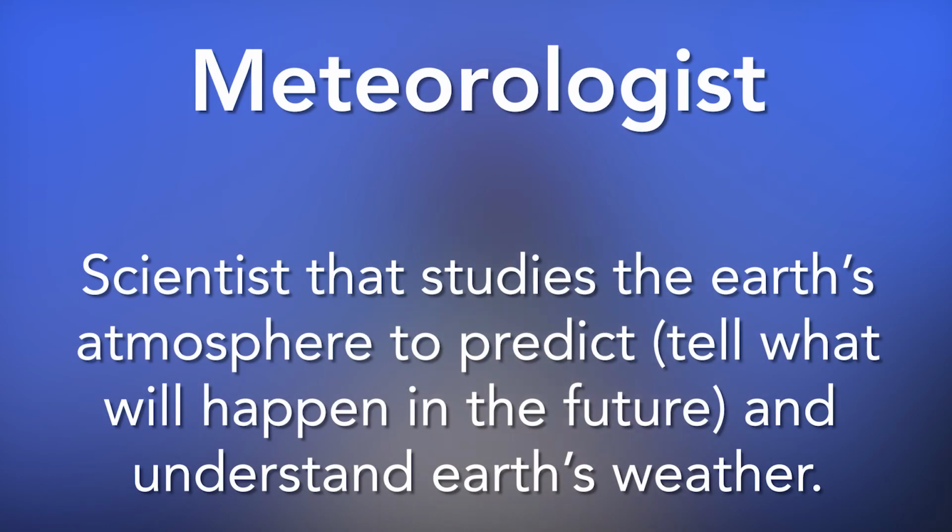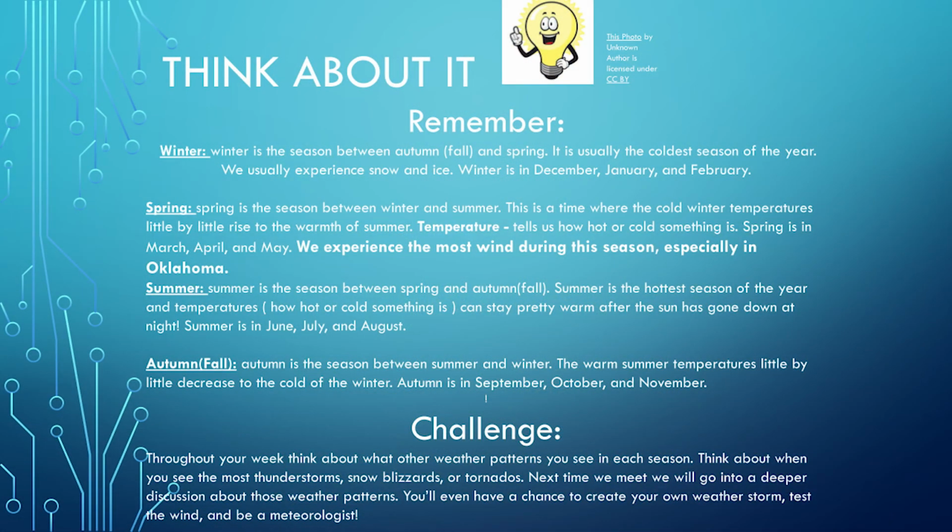A meteorologist is a scientist that studies the Earth's atmosphere to predict, tell what will happen in the future, and understands Earth's weather. They help us prepare for each day's temperature and let us know if we should expect rain, snow, or sun. Remember that temperature tells us how hot or cold something is. So think about it. Today, we discuss what type of weather patterns we experience in each season. Throughout your week, think about what other weather patterns you might experience in each season.